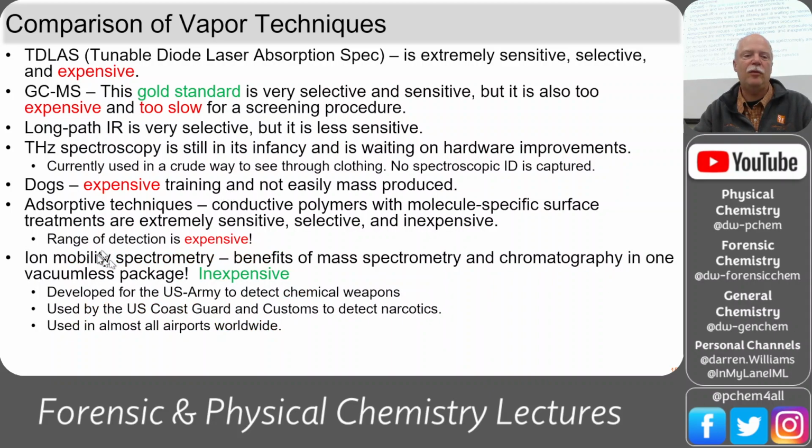And then we have ion mobility spectrometry. It has the benefits of mass spectrometry and chromatography in one vacuumless package. So you don't need a high voltage power supply. You don't need a vacuum pump. These are all good advantages. It's pretty inexpensive. It was developed for the U.S. Army to detect chemical weapons and used by the Coast Guard to detect narcotics.